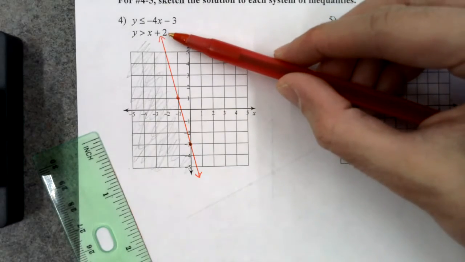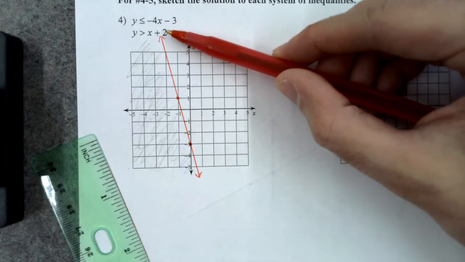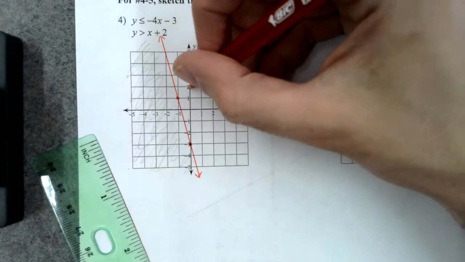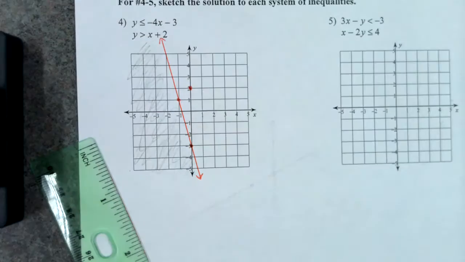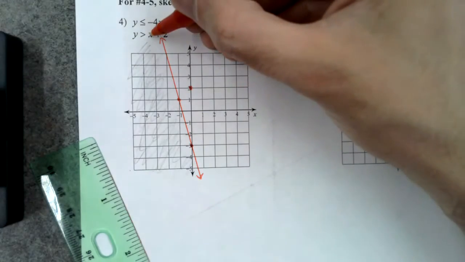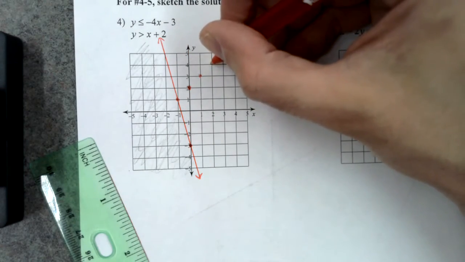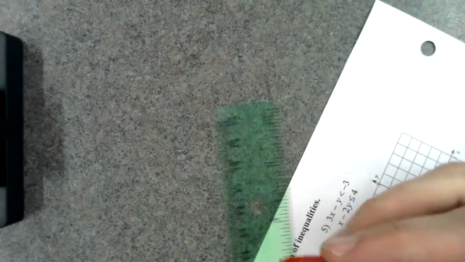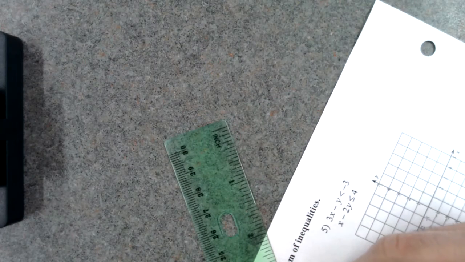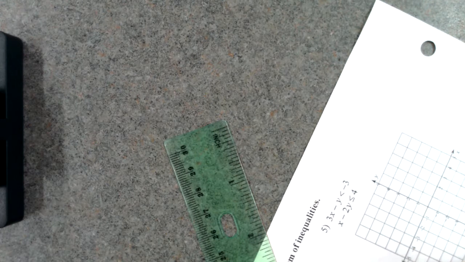The other inequality has a y-intercept of 2, right there, and a slope of 1. So you're going to count up 1, right 1, do it a couple times, and this line is going to be dashed because it's greater than. So just dashed. A lot of times you can be tempted to just draw a solid line, but you have to be careful not to do that here. I've learned that the hard way.